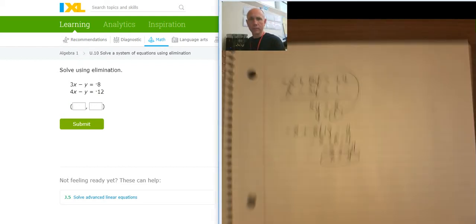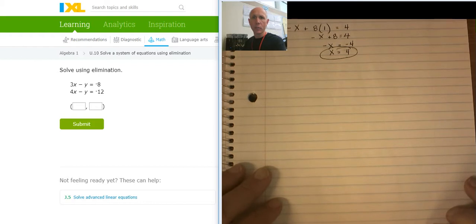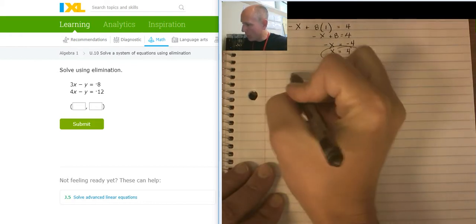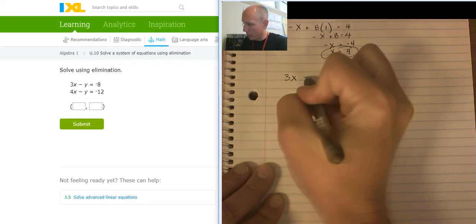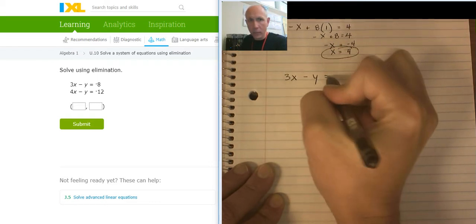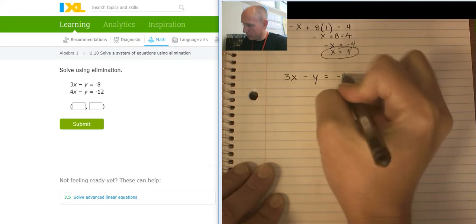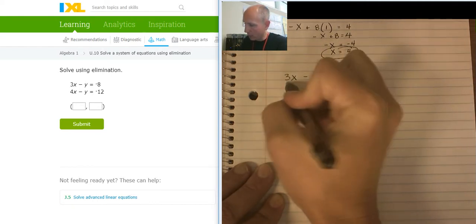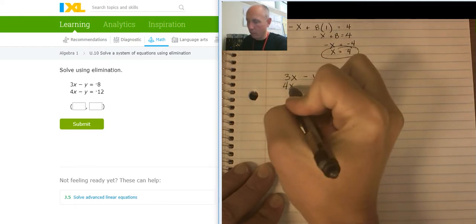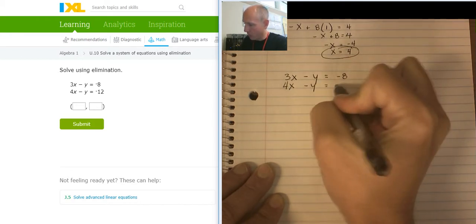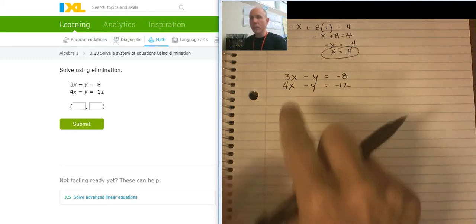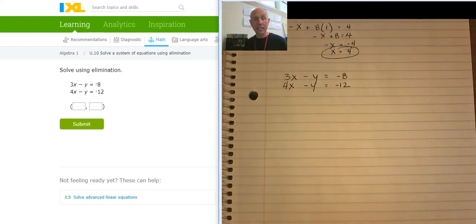And let's do another one. Writing down the original problem, 3x minus y equals negative 8, 4x minus y equals negative 12. Notice that the y's are so close to canceling out, but one of them needs to be a positive.